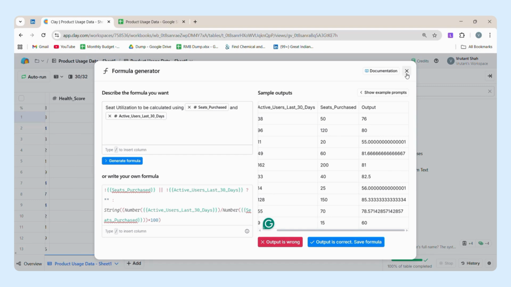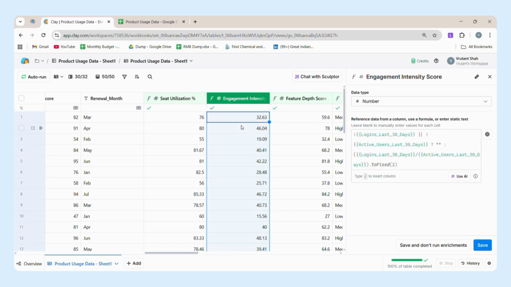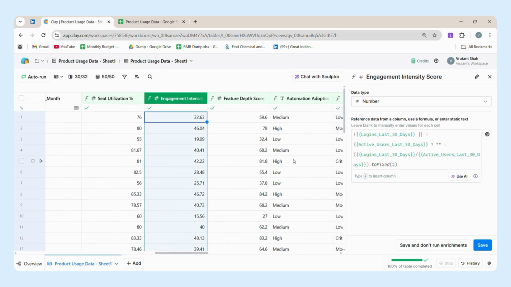So this is exactly what I've done for multiple such data points, wherein I have the seat utilization percentage, and I have the engagement intensity percentage. Now this is based on the number of logins that were done in the past 30 days versus the active users of the last 30 days to give me that output.